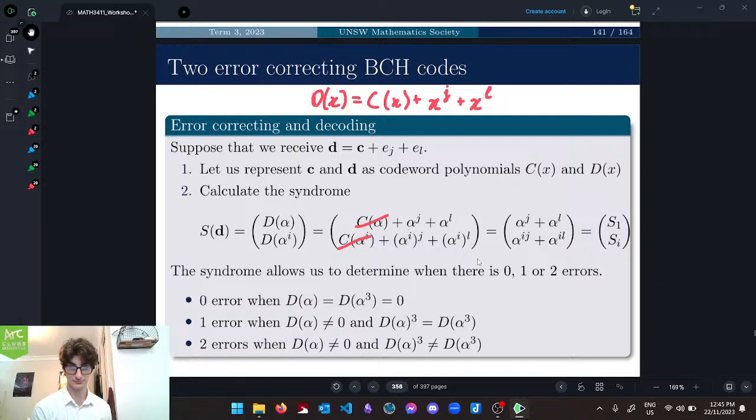So let's just modify that. That should be an i. That should be an i. That should be an i. That should be an i. And that should be an i. Okay.